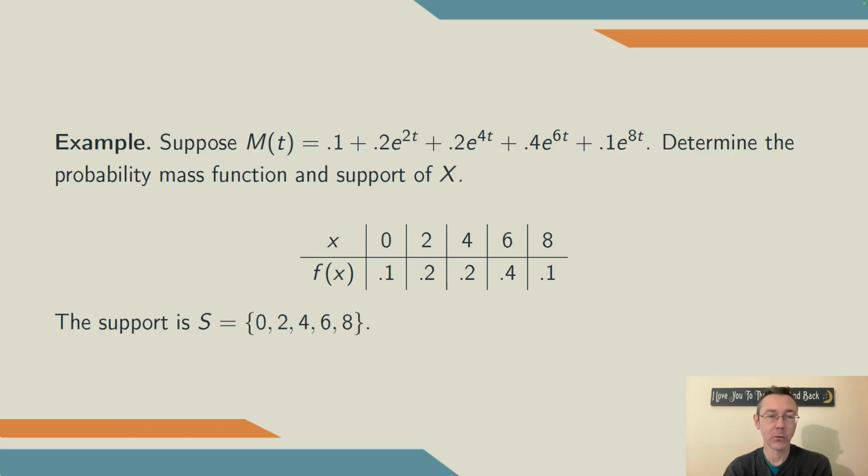So in this case, the random variable X can take 5 different values. Remember, that goes in the exponent of e^(tx). So the corresponding probabilities then are 0.1, 0.2, 0.2, 0.4, and 0.1. The support of this random variable is going to be those exponents 0, 2, 4, 6, and 8. The 0.1 at the beginning of that moment generating function, by the way, is corresponding to 0.1 times e^(0·t).